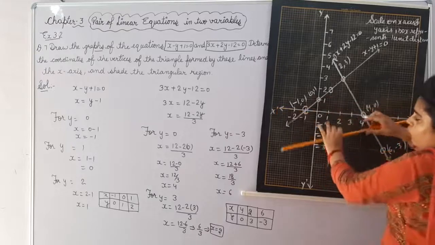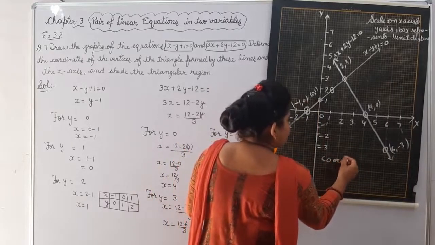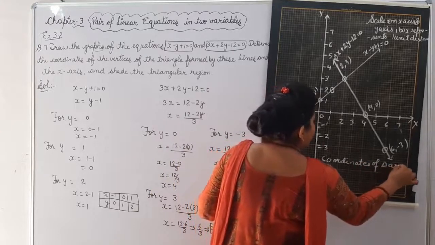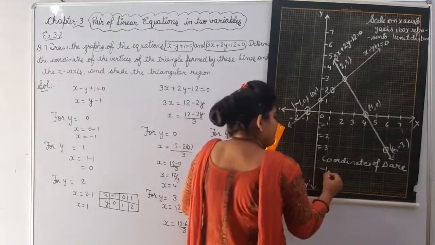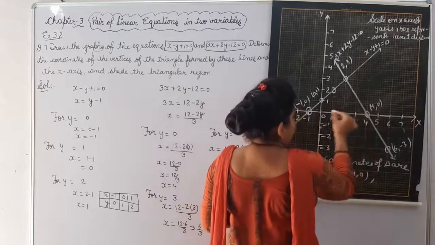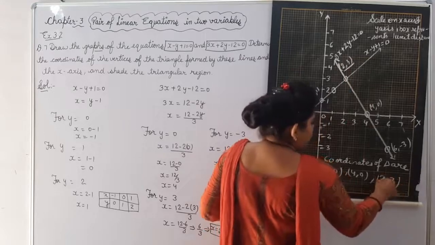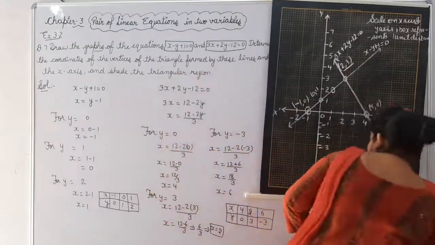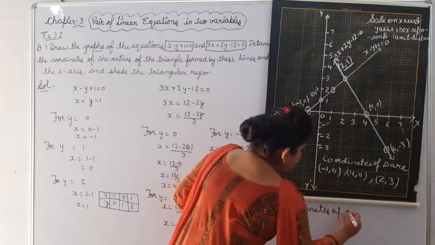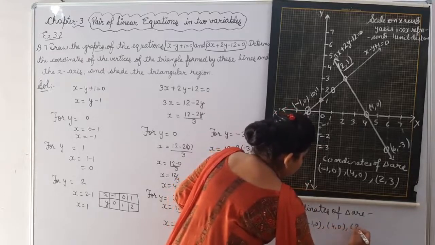One point is this, and the coordinates of this are minus 1, 0. Then what will we write? Coordinates of the triangle are: one coordinate is minus 1, 0. Now, second is 4, 0. And third is where these lines are intersecting, at 2, 3. These are the coordinates of the triangle. Now we will write here also: coordinates of the triangle are minus 1, 0, 4, 0 and 2, 3.